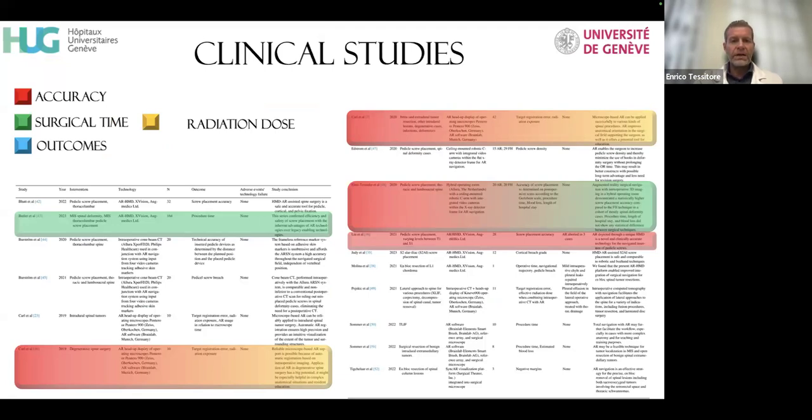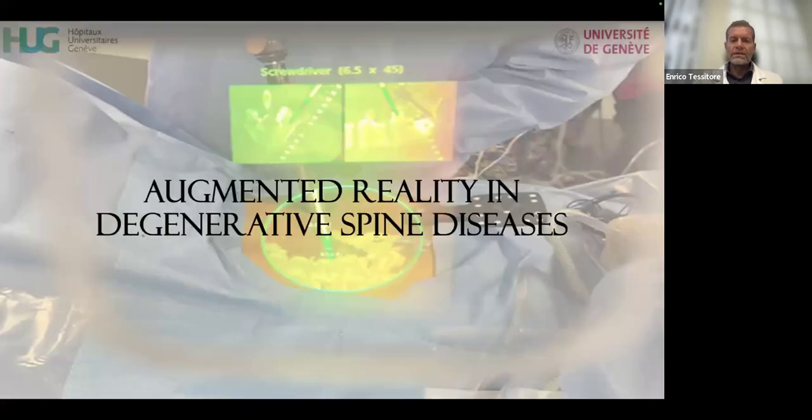There are a lot of studies on augmented reality implementation in spine surgery. Some of them, again, evaluated accuracy of screw placement. Some of them evaluate the surgical time or the radiation exposure or the surgical outcome. And then we go through some of these studies, and I separated them according to the indication and to the disease itself.